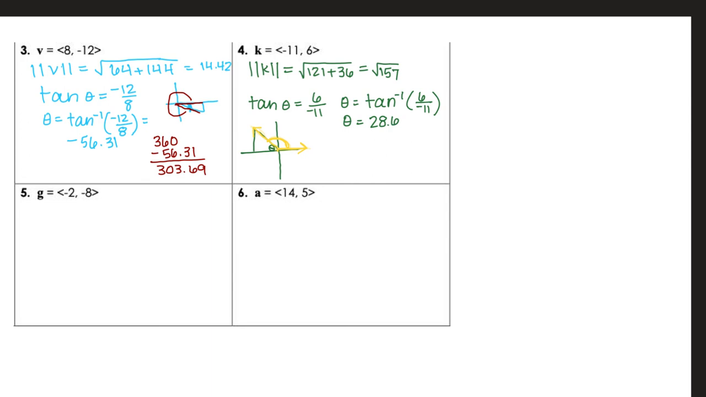So what we're going to have to do is take all of this, which is 180 degrees, and we're going to have to subtract 28.6. And when we do that, we're going to get 151.39.